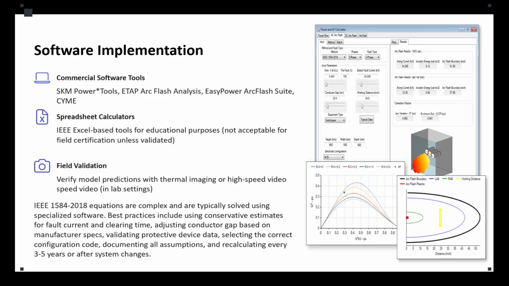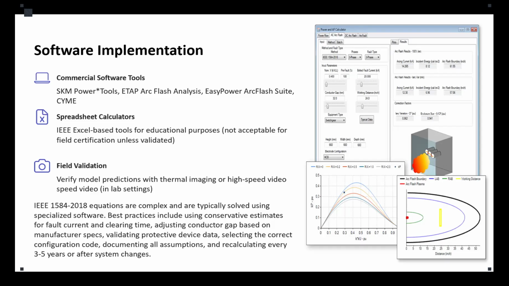They also provide configuration options. We said this is important, so you can choose the electrode orientation and the enclosure dimension. You can enter the conductor gap, working distance, and arc duration based on the relay and breaker clearing time. So these platforms are fully validated against IEEE 1584, which makes them very suitable for compliance grade studies.